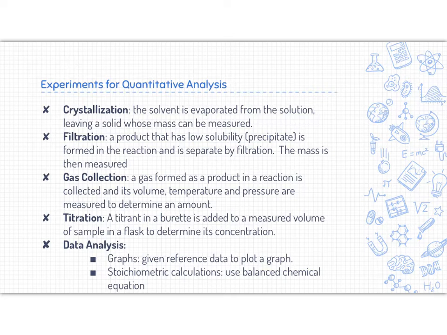A titration is something we'll look at, but it can tell us the concentration of an acid or a base based on a neutralization reaction. And data using graphs or calculations, we can calculate anything. From these, for instance, crystallization, filtration, we could weigh the mass. For gas collection, I could find the volume of gas collected. For a titration, it gives me a concentration. And data analysis can give us a variety of different options, but these all give us numbers.